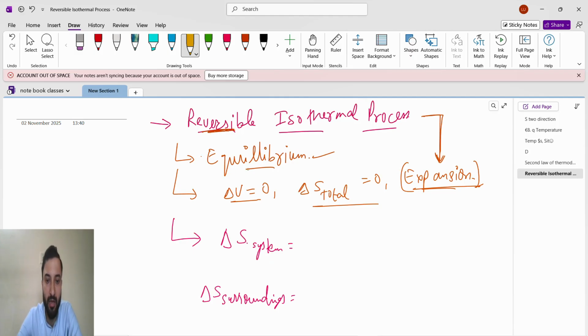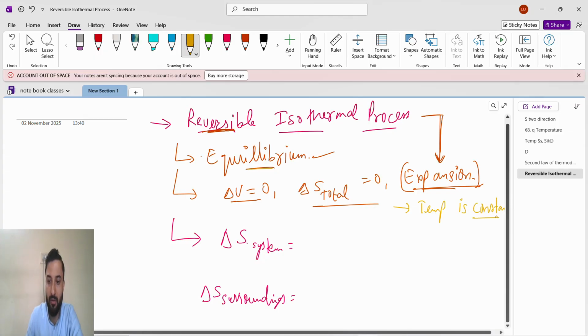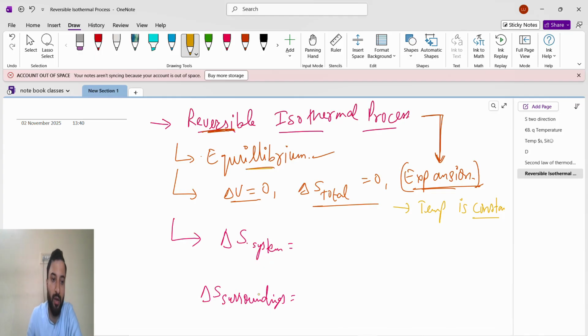So this is an equilibrium process, because reversible means equilibrium process. Delta U is equal to 0, delta S total is equal to 0. Now, isothermal means temperature is constant. Next we will write delta S for the system and delta S for the surroundings. This is the condition for reversible isothermal process at expansion.